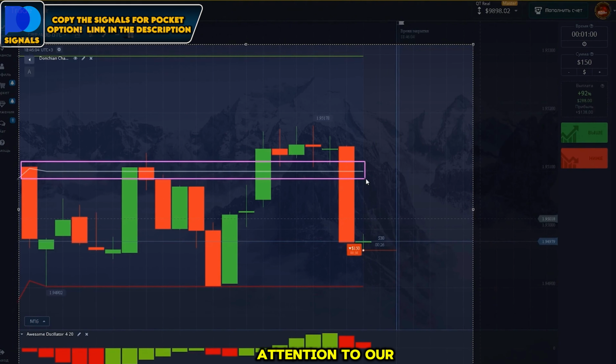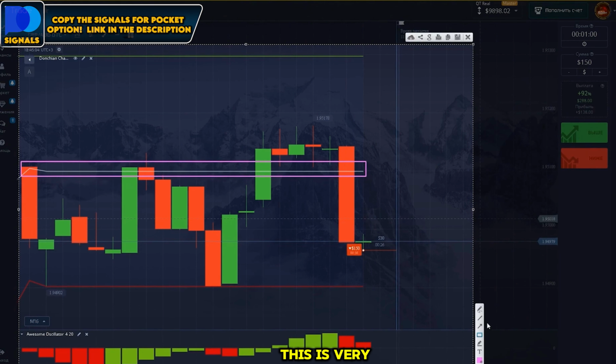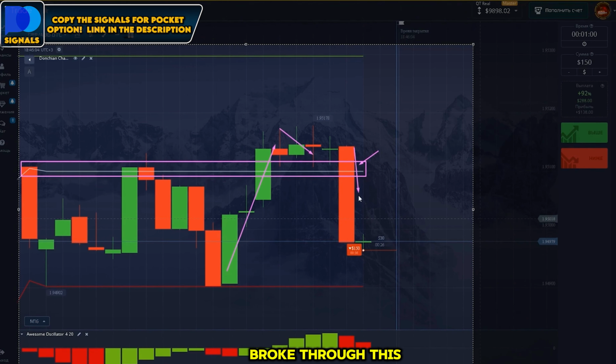So we pay attention to our middle line. This is very important, so remember everything I tell you. We pay attention to our middle line, and what do we see? Our price initially went beyond this middle line. There were these patterns, and then the price simply broke through this middle line and went down to the lower area. So our middle line divides our chart into two areas.